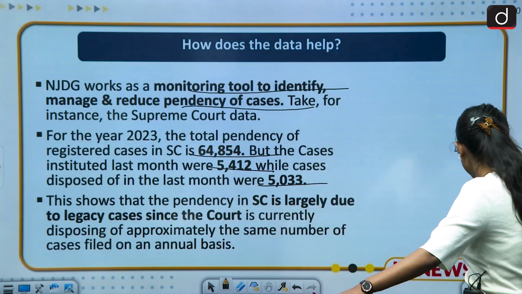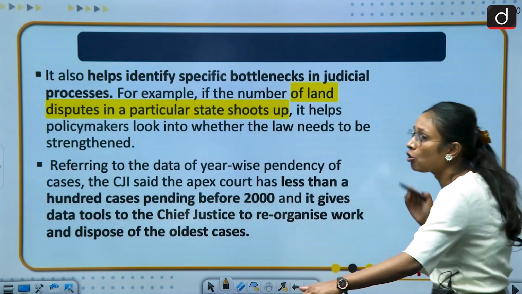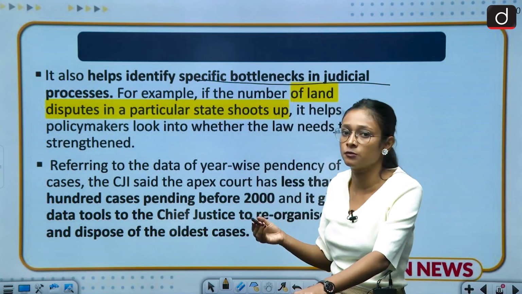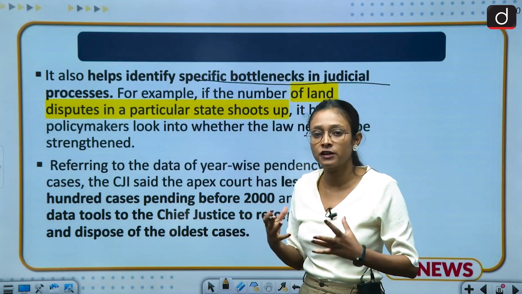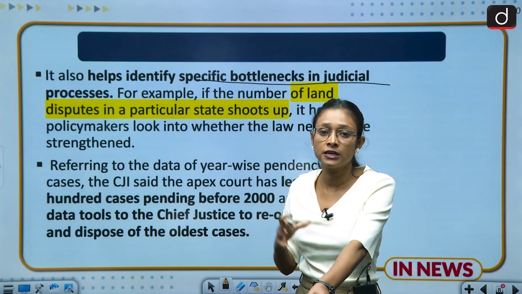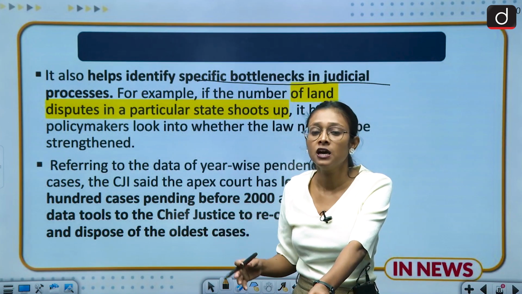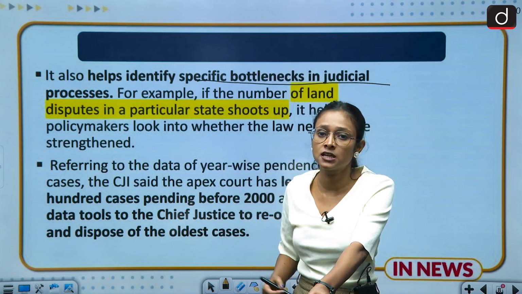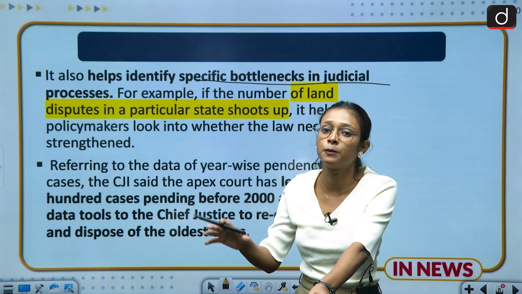So moving to the next slide. The next slide is about how it also helps to identify specific bottlenecks in the judicial system. Suppose we have lots of cases related to land reforms or any kind of scheme introduced by the government of India, then the government of India needs to check its policies, as to why so many cases are registered for a similar or particular scheme.